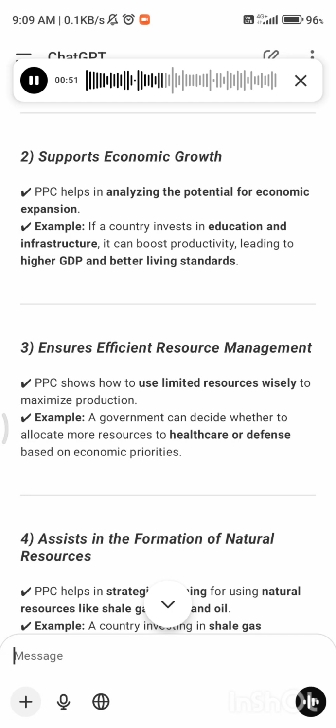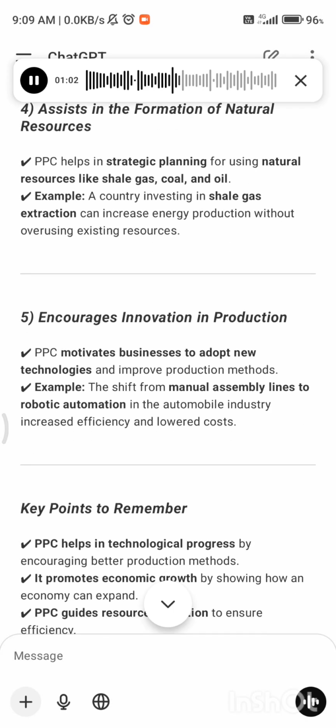PPC shows how to use limited resources wisely to maximize production. A government can decide whether to allocate more resources to healthcare or defense based on economic priorities.